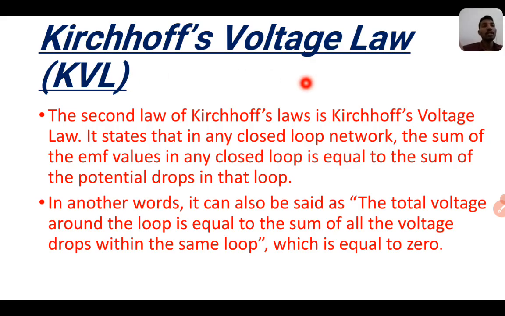Kirchhoff's voltage law, that is Kirchhoff's second law, KVL. It states that in any closed loop network, the sum of the EMF values in a closed loop is equal to the sum of the potential drops in that loop. In other words, the total voltage around the loop is equal to the sum of all the voltage drops within the same loop, which is equal to 0.